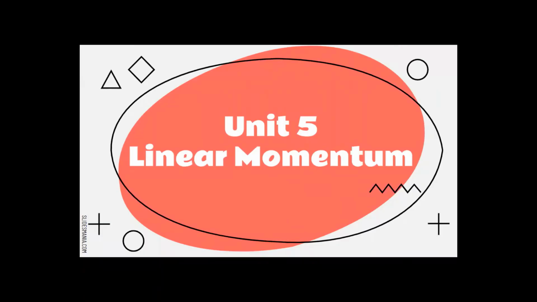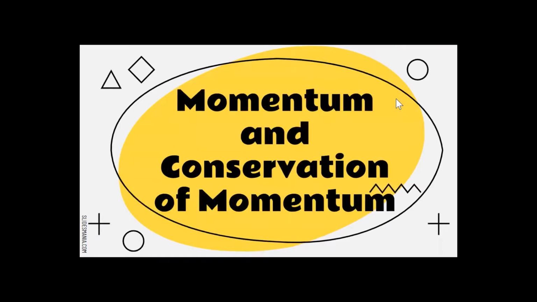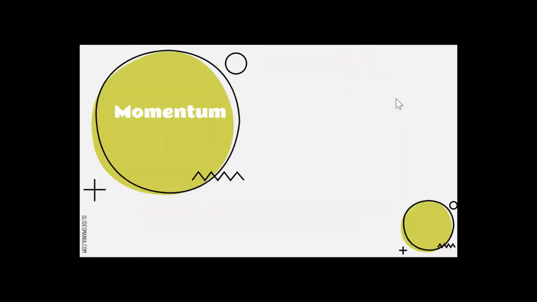All right, so what we're going to be talking about today is we're going to be starting into Unit 5, which is all about linear momentum. So we're going to be focusing today on the idea of what is momentum, and then how is momentum conserved in some situations. So momentum and conservation of momentum.